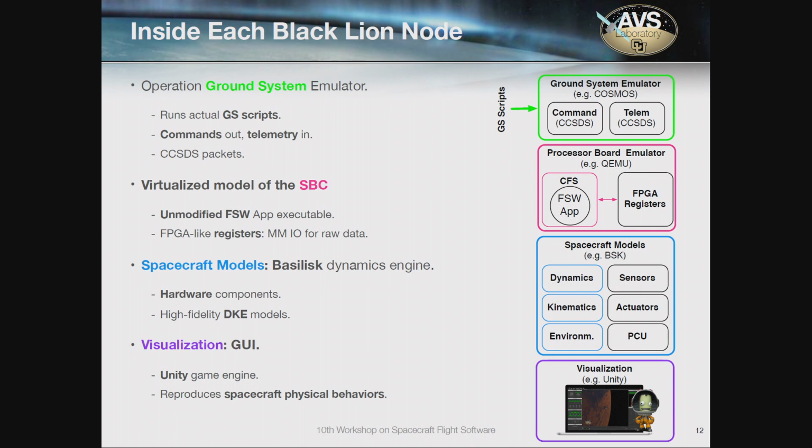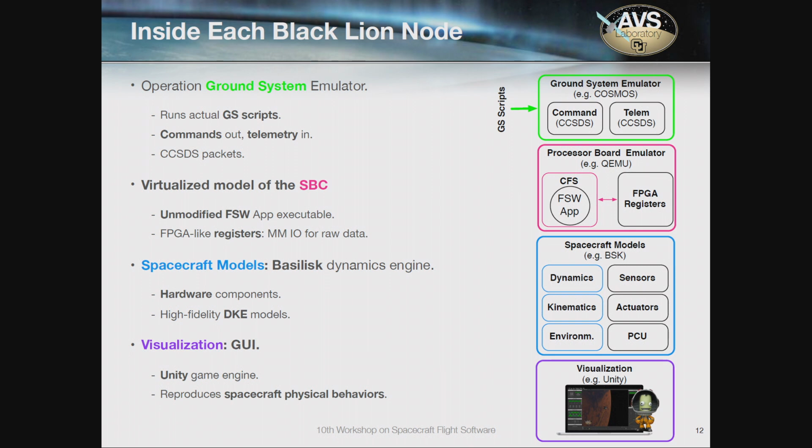The first one is the ground system emulator. An example of this kind of virtual model would be Cosmos, which is open source, although it's not the one that we're actually using. In any case, the ground system emulator is supposed to use the same ground scripts as the physical one. It sends commands out, it expects telemetry in, all in the form of CCSDS packets that are mission specific.